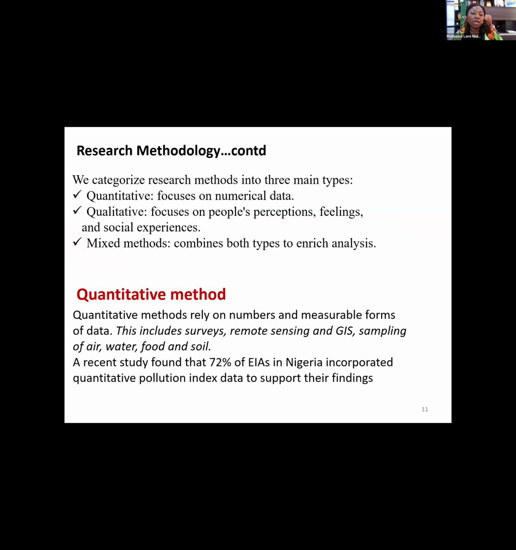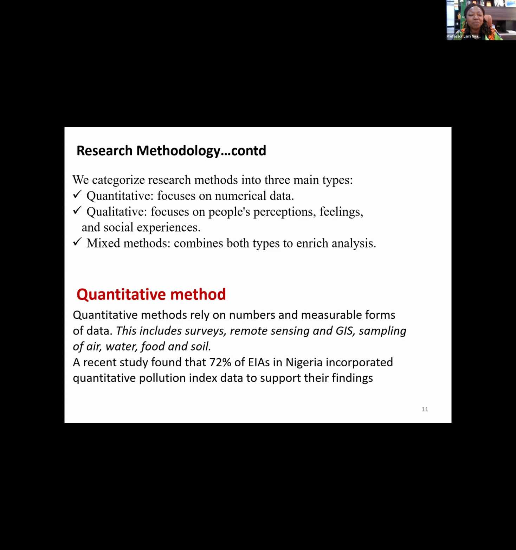So research methods are usually categorized into three main types, like Richard and who was it that spoke to us in the beginning? They were already talking. They know a lot about what we're talking about.